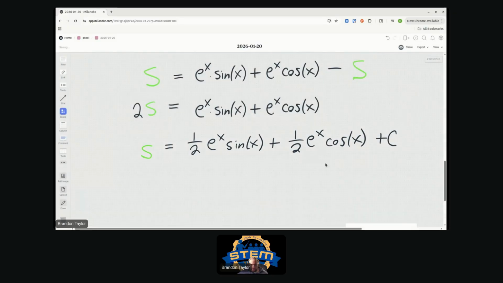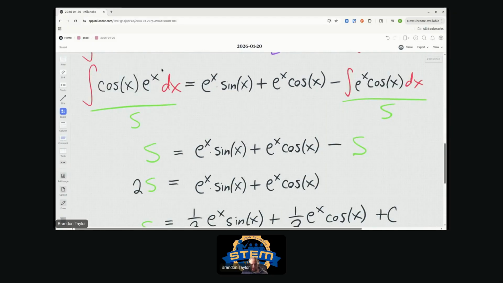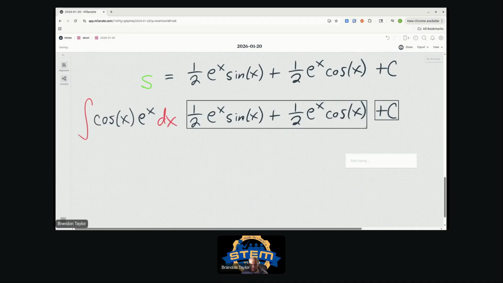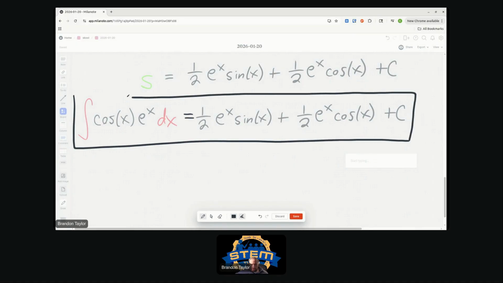So when we solve that, remember, what was S? S was really just a shortcut. It was basically what we just called this entire integral. We just called this entire integral S. So that is basically what we did there. So there you go. That is the answer. That's how we integrate that.